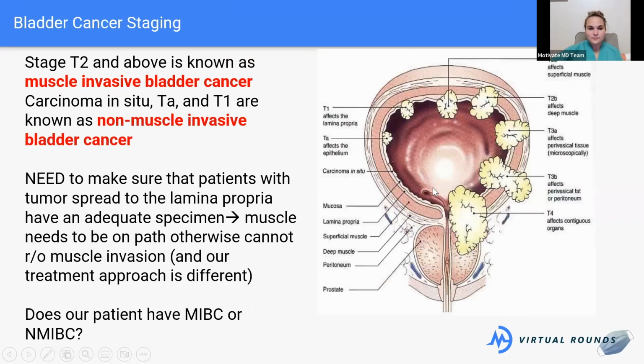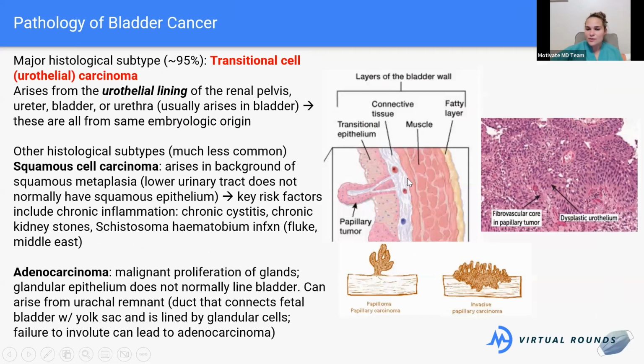So for example, we'll just look at some of these here. Stage 2 and above for bladder cancer specifically is known as muscle invasive bladder cancer. So once the tumor has spread into the muscle, it becomes stage 2. Everything up here, when it's just inside the connective tissue and lamina propria, that's not T2 yet. That's still T1 and stages below that. But once we get to the muscle here, we get T2.